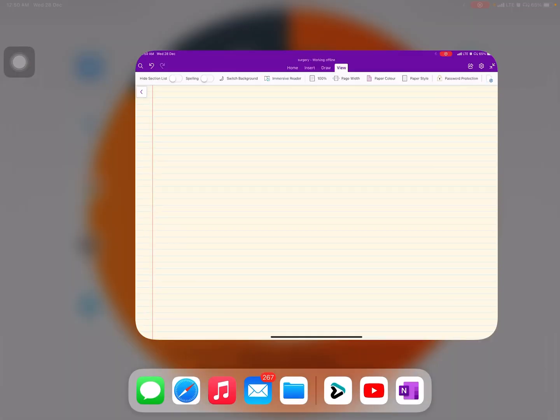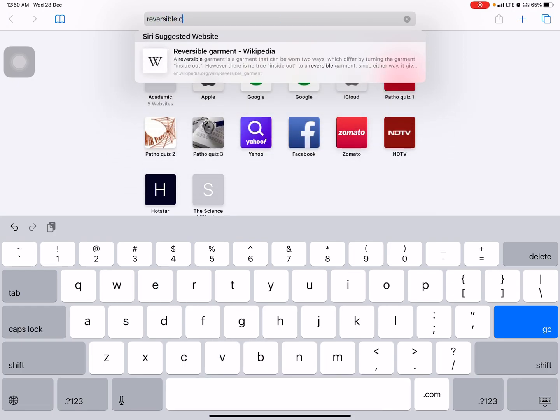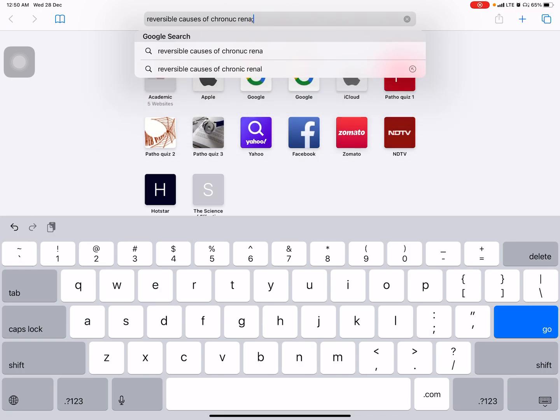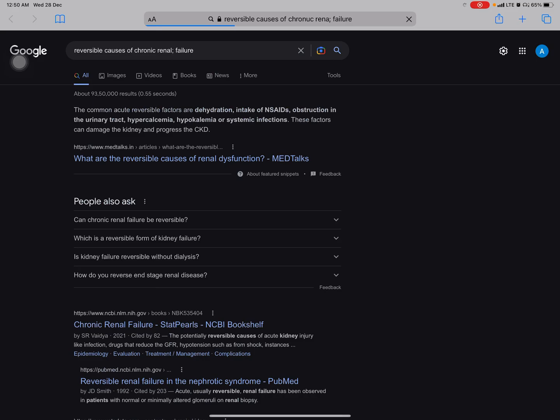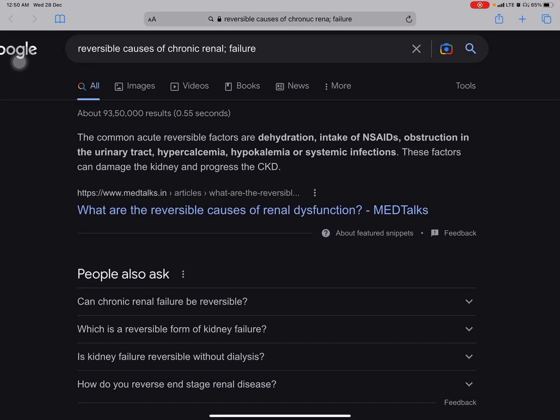So, nice question actually. What are the reversible causes of chronic renal failure? Analgesics, definitely. Dehydration, NSAIDs, infection, stone, analgesics, dehydration. Okay.